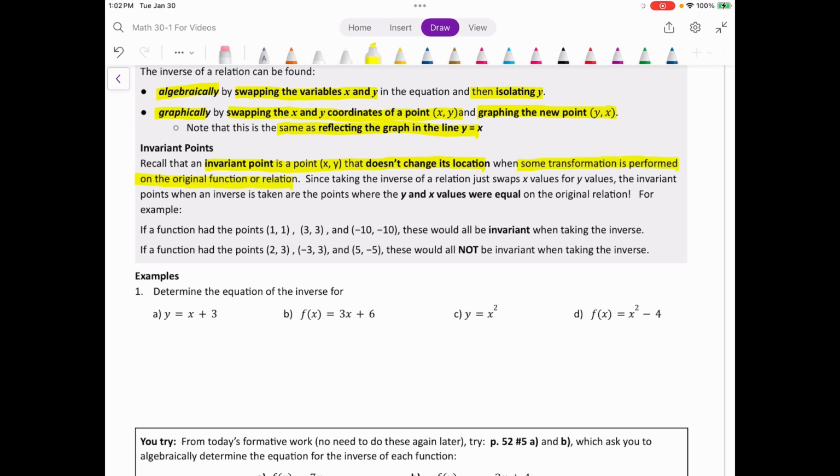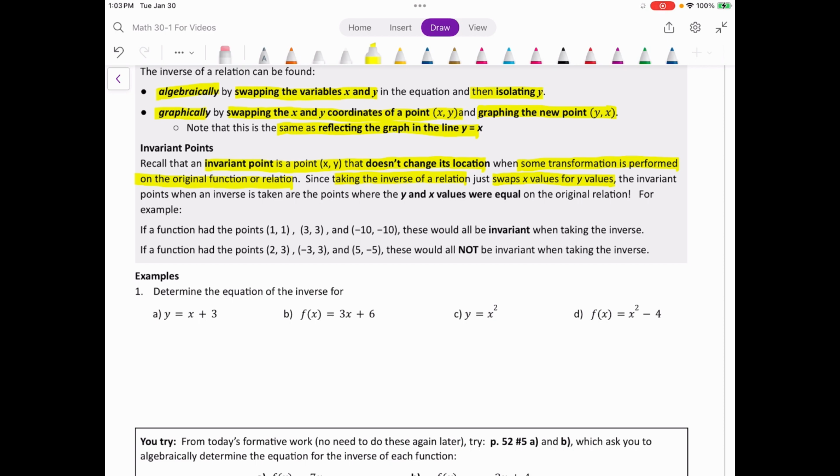We're going to see lots of different ways we can get invariant points in this course. Here's one of the first ones we're going to take a look at. Since we're taking the inverse of a relation, that just means we're swapping x's for y's. So if you think about that, what kind of point would not change if we switch the x and the y value? Because that's where we're going to have invariant points, right? Invariant points are just points where you do something to the graph and that point actually wasn't affected. It still stayed in the same spot.